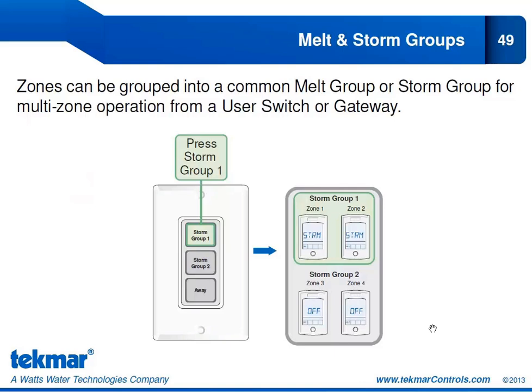I can do the very same thing for melt groups. I could put zone 1 and zone 2 into a melt group, and zone 3 and zone 4 into their own melt group as well. And then I would add another user switch that would have melt group 1, melt group 2. So this is a great added feature that increases the functionality of the snowmelt system by making it even more user-friendly so that you can operate your zones as you want to operate them based on the priority of snowmelting for those areas.